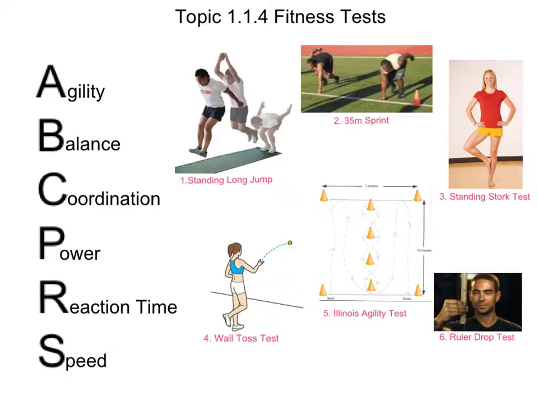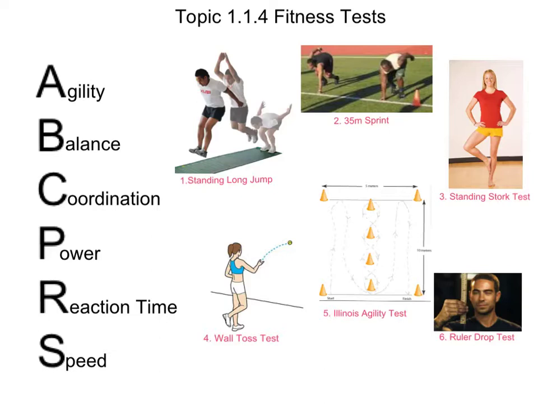Hopefully you were able to identify that the fitness test for reaction time was number 6, which is the ruler drop test. To carry out this test, you simply hold your hand out at 0 centimeters and somebody drops a ruler and releases it. You have to react and stop the ruler as quickly as you can, and your score is taken from the number of centimeters at which you stop the ruler.